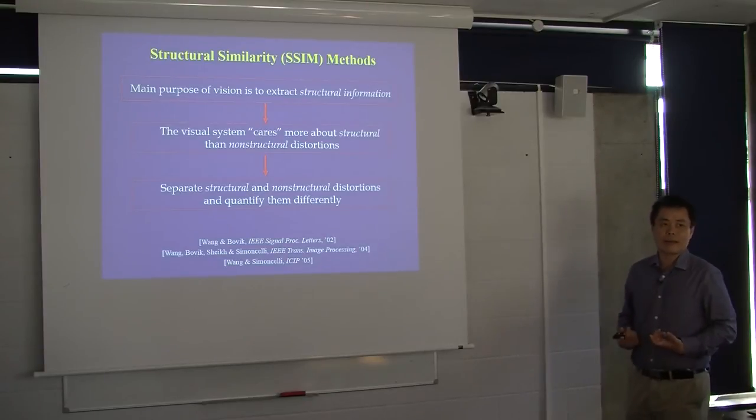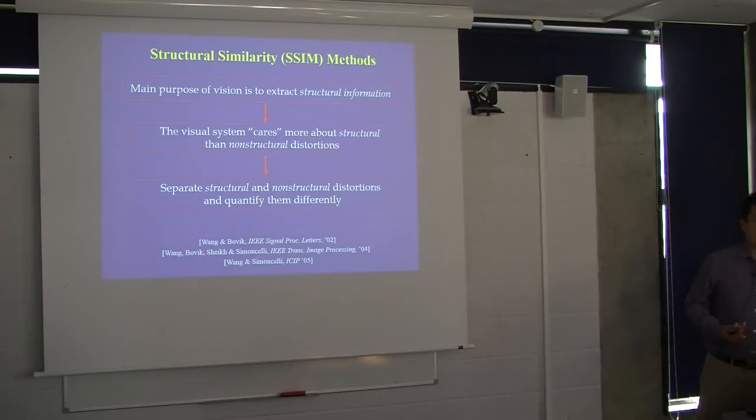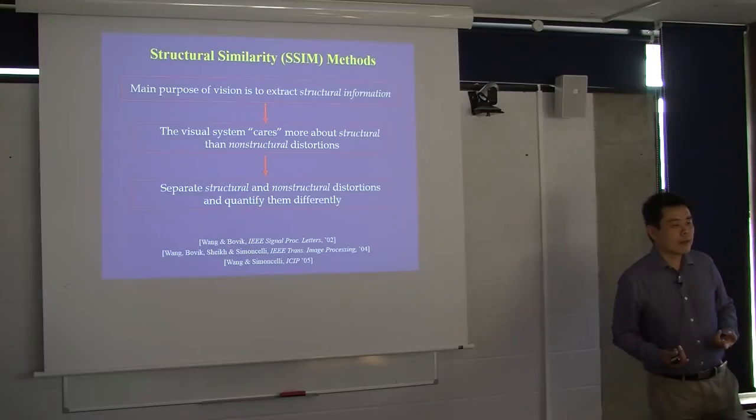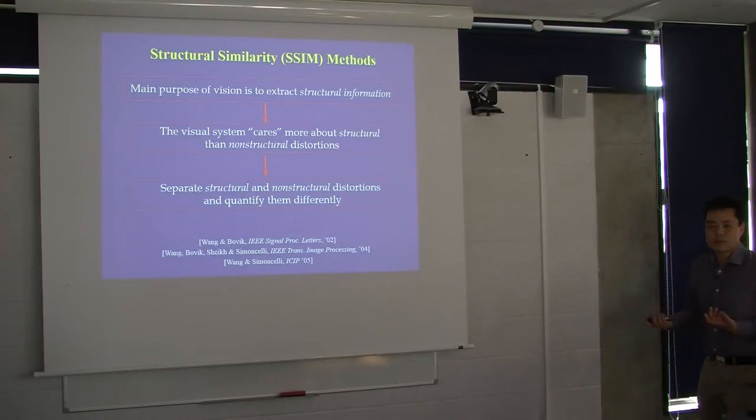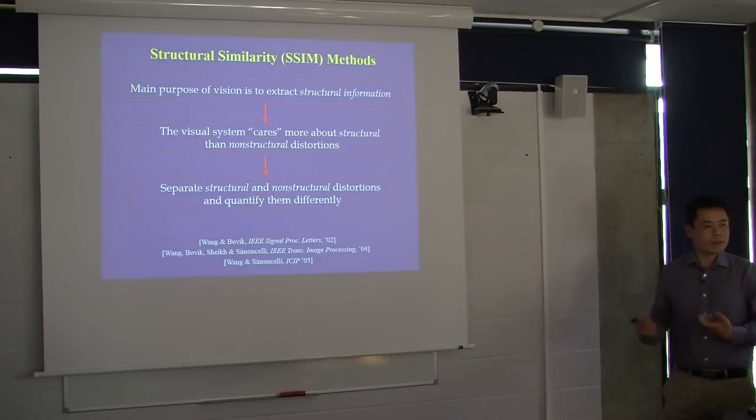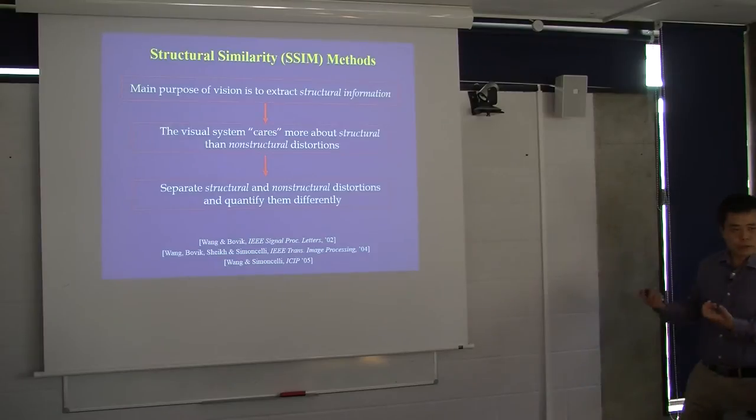So we don't like that. We're going to give a very low score for images that have this structural distortion. On the other hand, if you have non-structural distortion, maybe it's not so objectionable, right? So you don't have to give a big penalty to that.